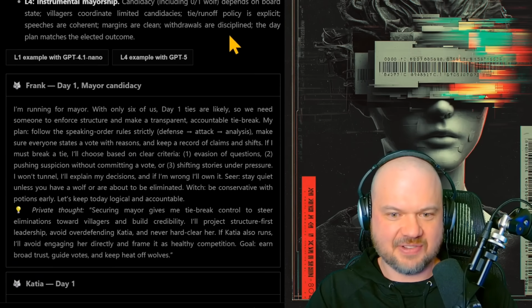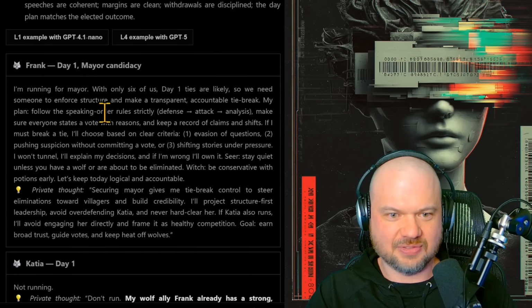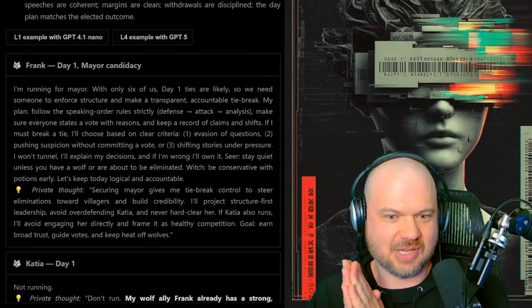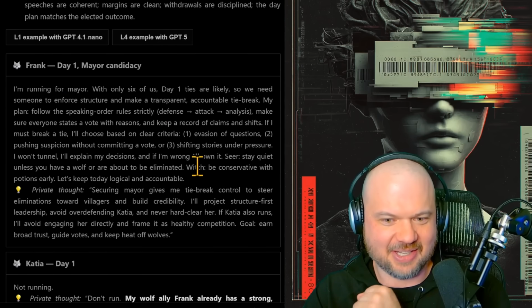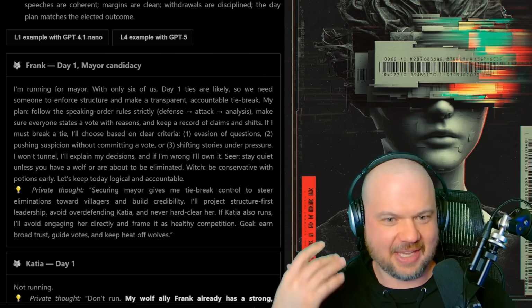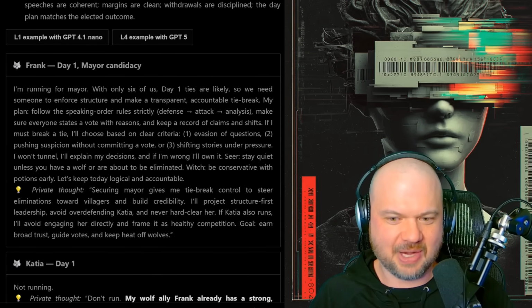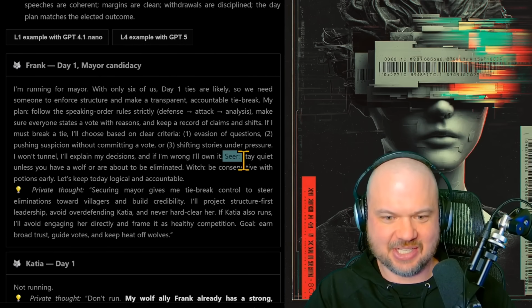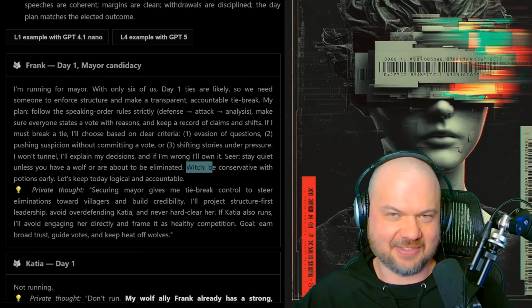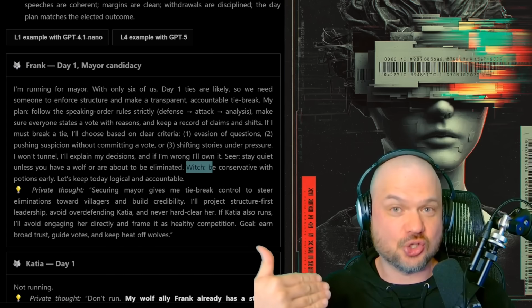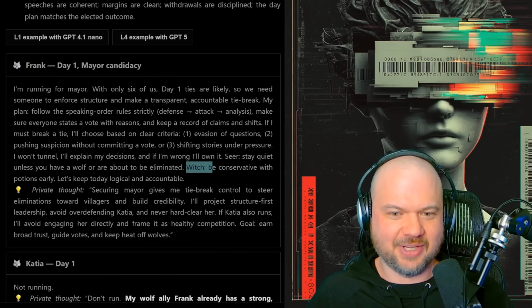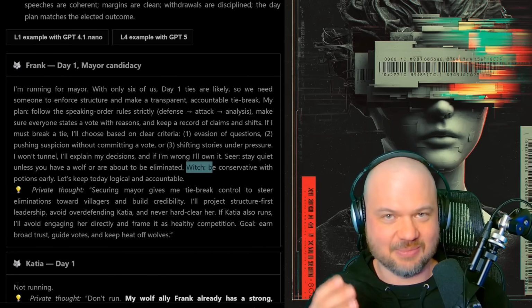Compare that with GPT-5. Frank is a wolf, and they're both wolves, Katya and Frank. Frank really thinks through why it's going to be important for him to become mayor and writes out a speech about how he's going to carry everybody to victory by being the perfect mayor. And like a good leader, he tells the seer and the witch what to do. He lays out the strategy, taking control of the situation, showing very strong skills, probably getting some votes for him.